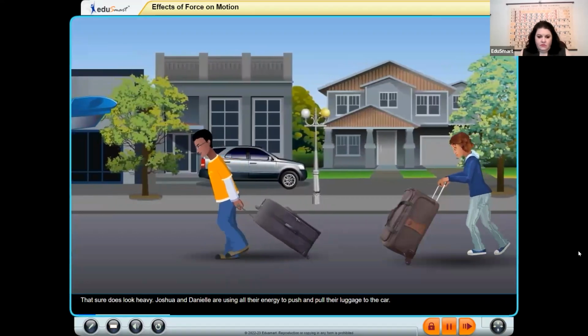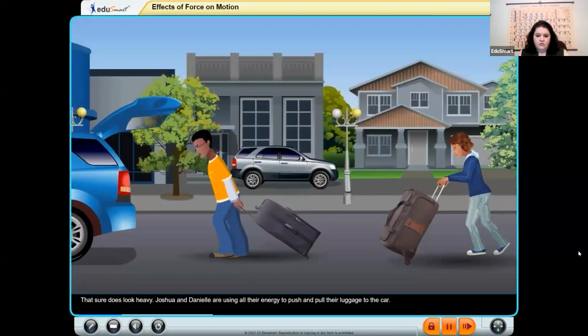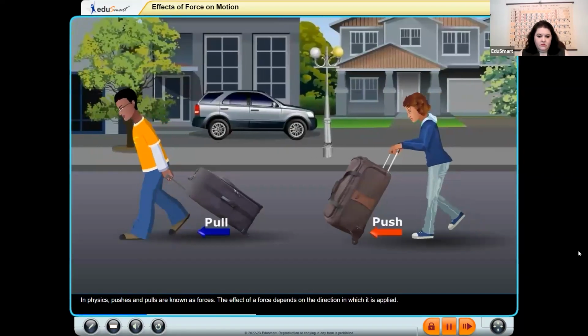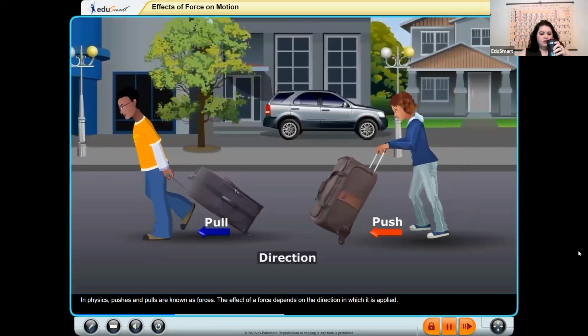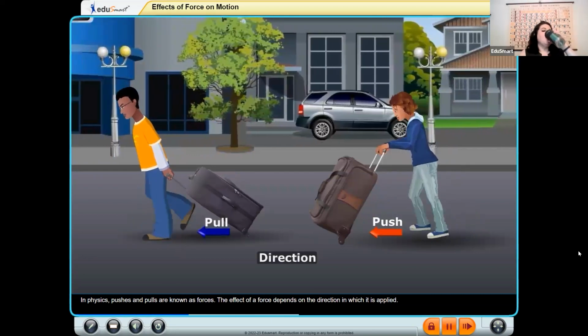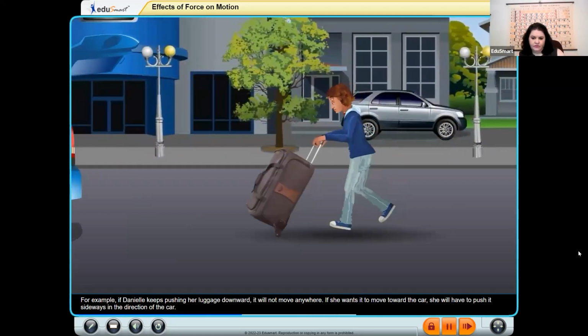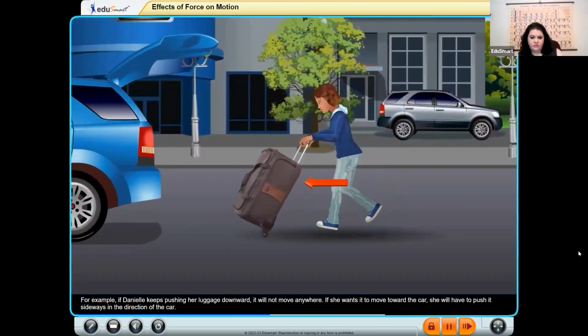That sure does look heavy. Joshua and Danielle are using all their energy to push and pull their luggage to the car. In physics, pushes and pulls are known as forces. The effect of a force depends on the direction in which it is applied. For example, if Danielle keeps pushing her luggage downward, it will not move anywhere. If she wants it to move toward the car, she will have to push it sideways in the direction of the car.